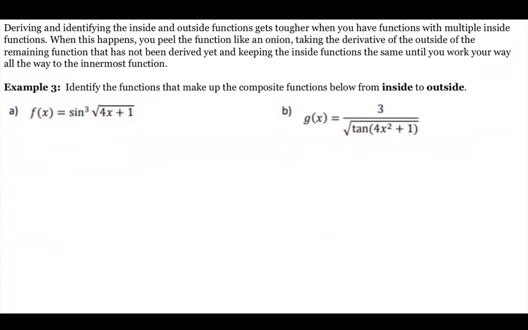All righty. So deriving and identifying the inside and outside gets tougher when you have functions with multiple inside functions. When this happens, you peel the function like an onion, taking the derivative of the outside of the remaining function that has not been derived yet and keeping the inside function the same until you work your way to the innermost function, okay? So what we're going to do right now is determine what's the outside function and how far does this guy go inside. We're going to do that with the first one, A.